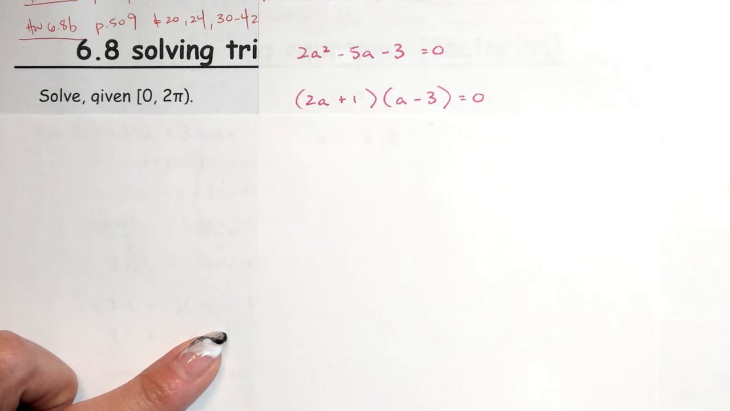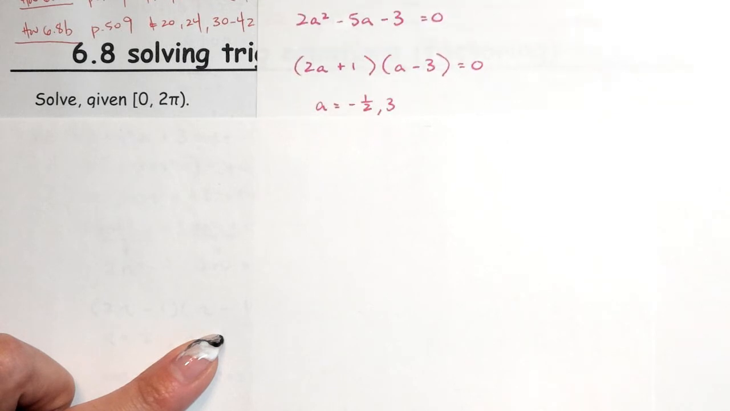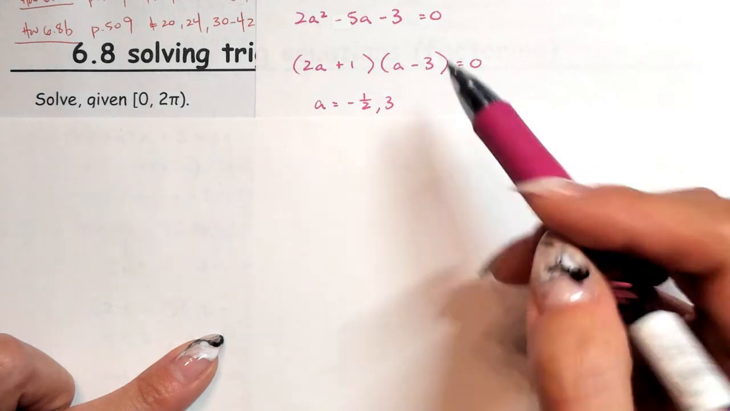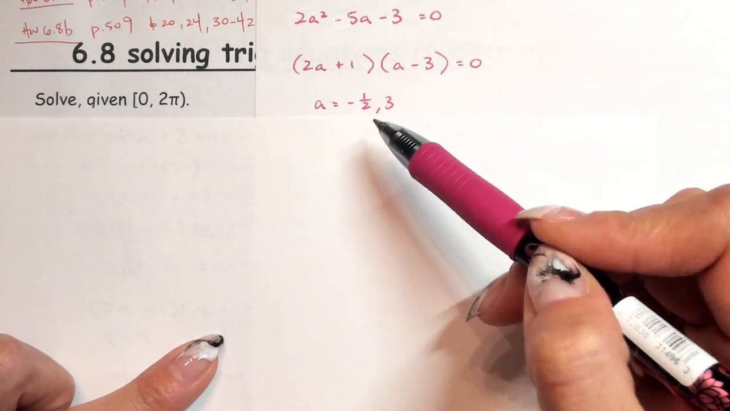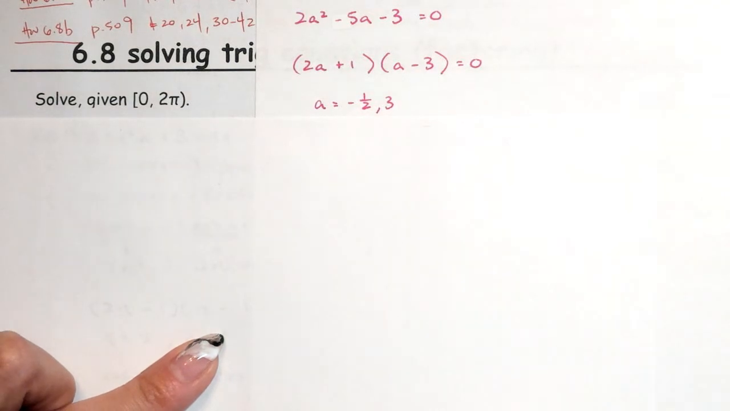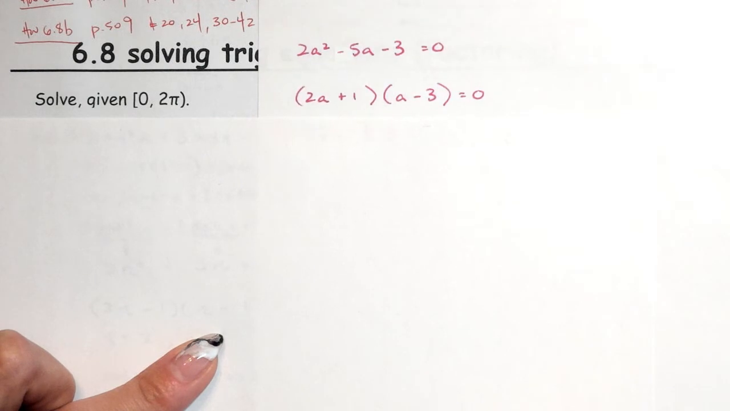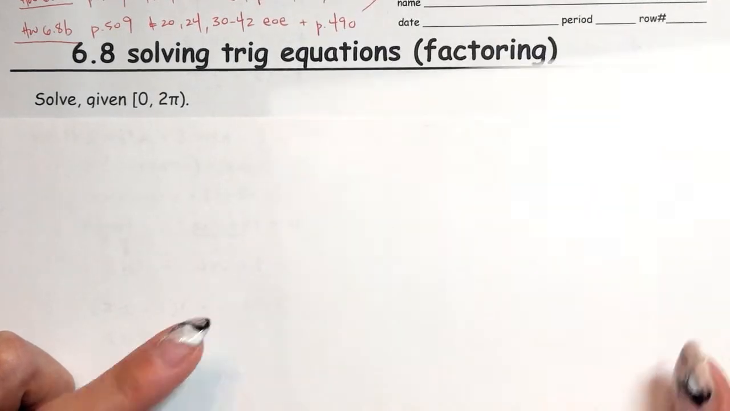All right, well, how do you solve that? If you need to use the X method, go ahead, but you should be able to factor that relatively quickly, all right? And then when you solve, you get a equals -1/2 and a equals +3. This is basically what we're doing, but we're using a lot of sines and cosines, and it's going to look a little bit different. But that is basically what we're doing. When I say factor, this is factoring, okay? So let's give it a try.